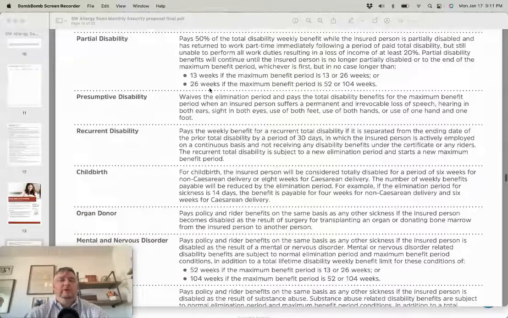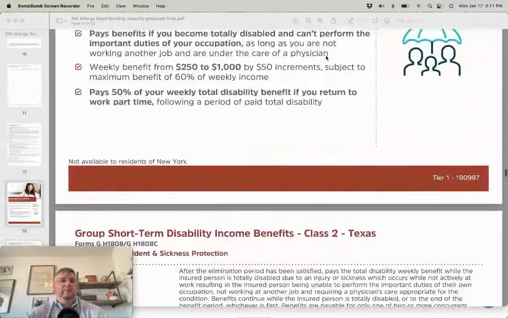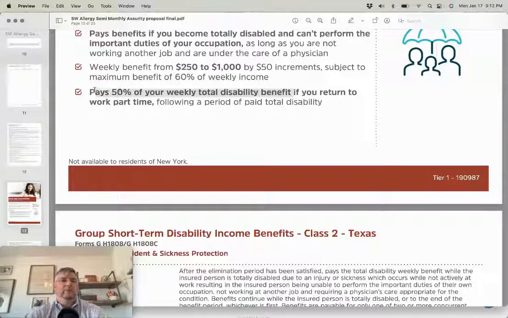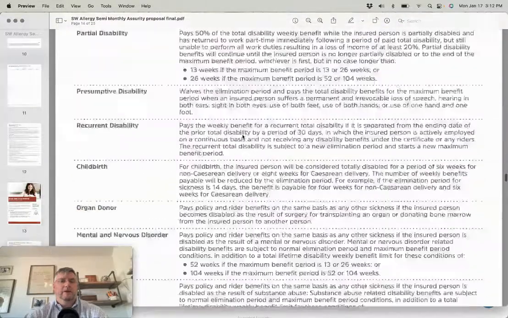So partial disability pays 50% of the total disability weekly benefit while the insured person is partially disabled and has returned to work part-time following a period of paid total disability, but is still unable to perform all work duties, resulting in a loss of income of at least 20%. So basically, if you return to work and you're earning 80% or less than you were prior to your disability, that's where this is going to come in. Okay. And as we saw up here, it pays 50% of your total disability benefit if you return to work part-time.